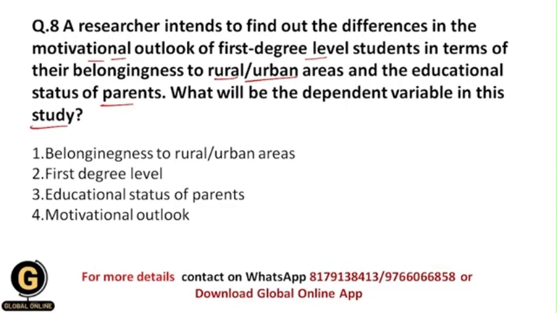Okay, and that's why your correct answer should be 4, that is motivational outcome or motivational outlook, because the dependent variable is the effect variable and it basically depends upon the independent variables. So whenever we change the values of the independent variables, then automatically the values of the dependent variable will be changed. Okay, that's why your correct answer should be 4, that is motivational outlook.